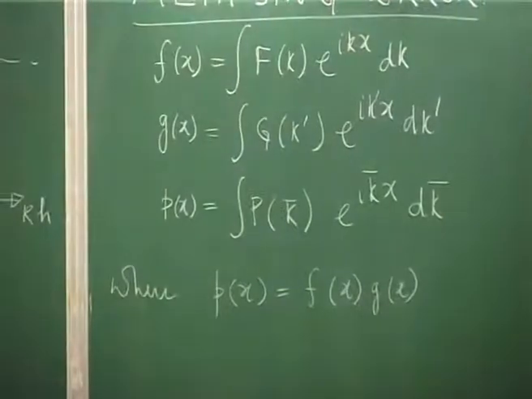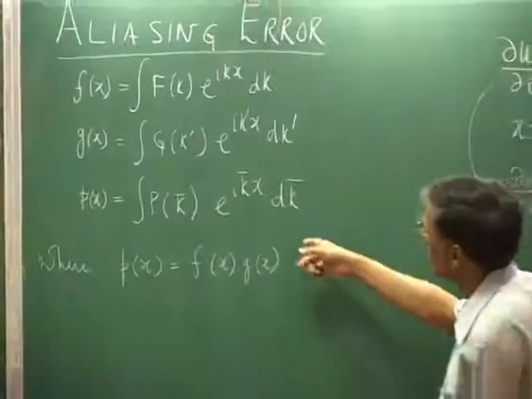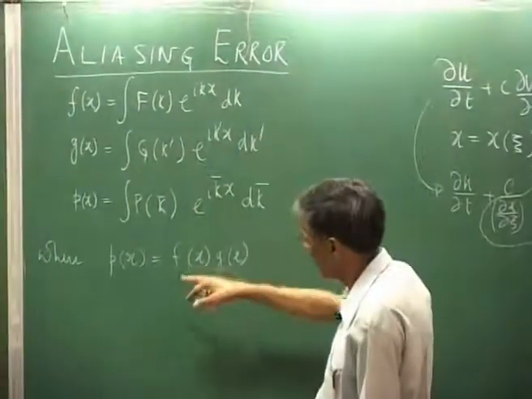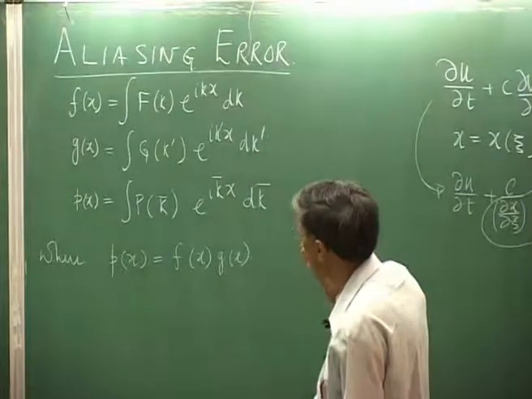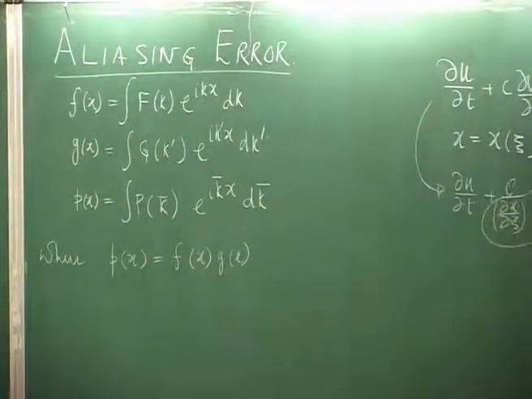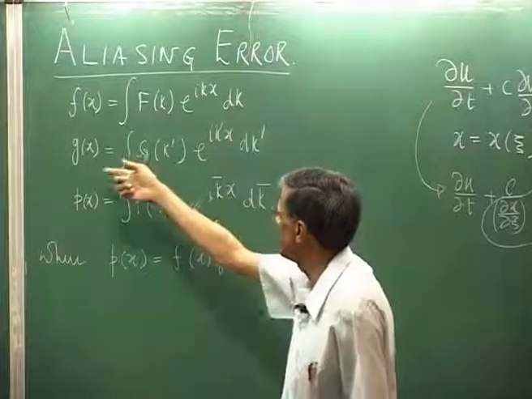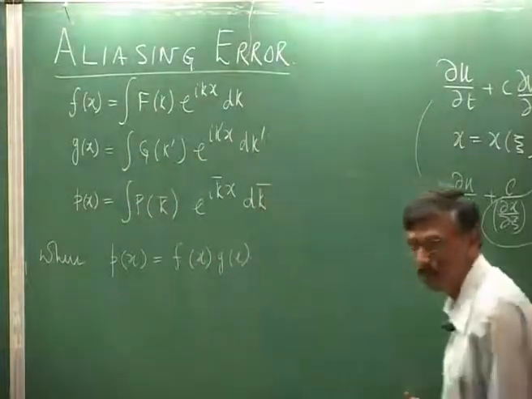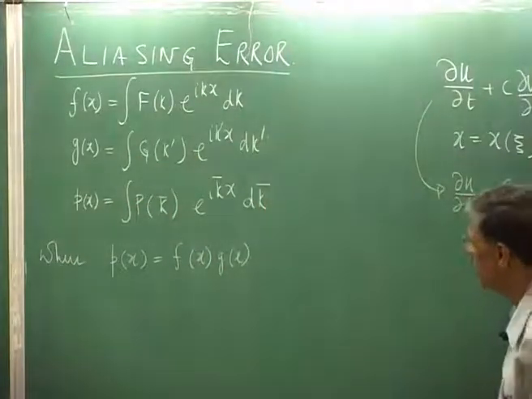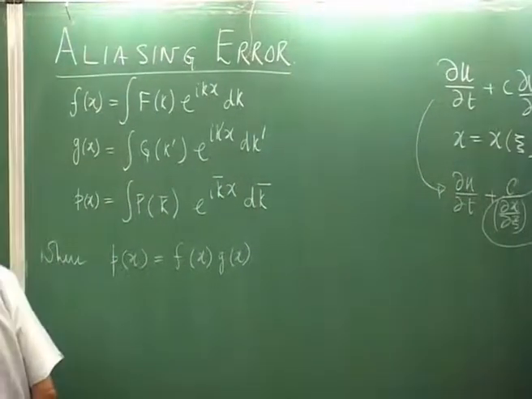So, now try to understand what causes aliasing. We represent these unknowns on the right hand side, f of x, g of x, in terms of their Fourier Laplace transforms. So, let us say f is defined in the k plane and g is defined in the k prime plane. So, what we could do is draw a portrait here.